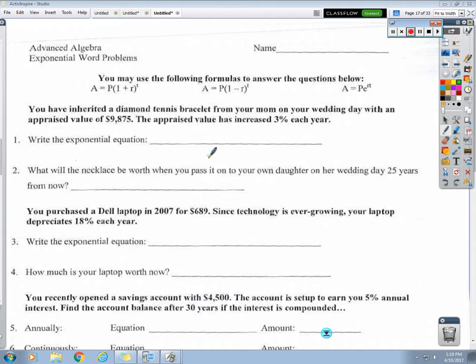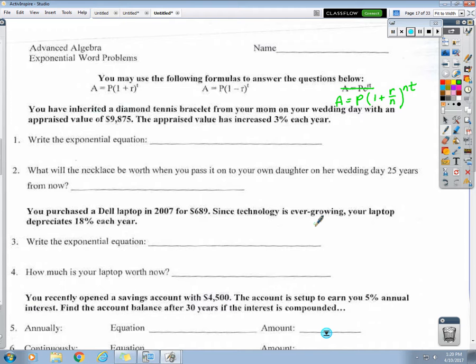Alright, today we're going to be working with exponential word problems, so that means tomorrow there'll be logarithmic word problems. You may use the following formulas to answer the questions below, but instead of using this one, we're not going to use it, we're going to use this one. A equals P parenthesis 1 plus R divided by N parenthesis raised to the N times T power. And we'll talk about what all that means in a minute. Okay, the original formula was a formula for continuously compounded, but we're not going to be doing those types of problems for this test, so we're going to be using this one instead.